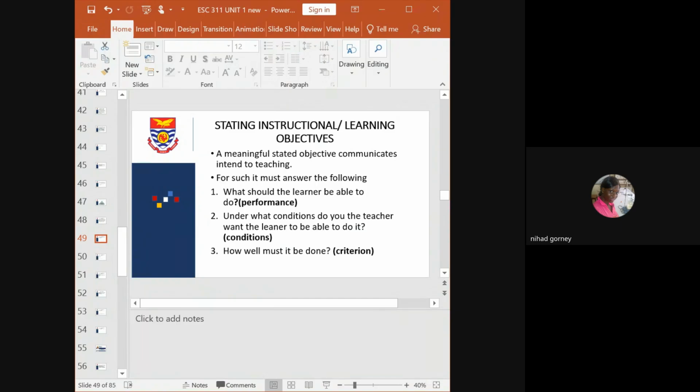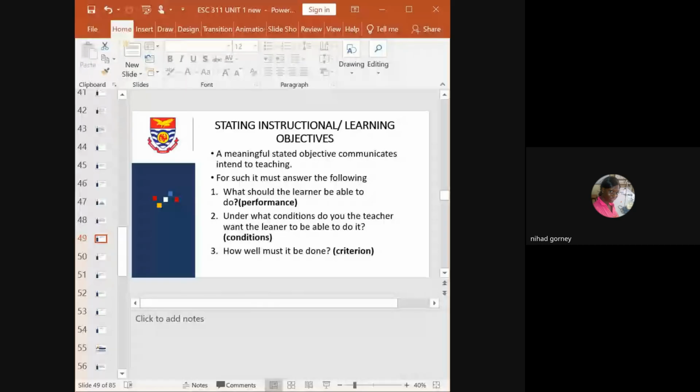A meaningfully stated objective communicates the intent of the teaching. For such, it must answer the following questions. If we are writing a good objective, then it must be able to answer these 3 things. First, what should the learner be able to do? So in terms of performance. Under what condition does the teacher want the learner to be able to do that? And how well must it be done? So keep these things: performance, conditions, and criteria. What should the learner be able to do? You should be able to explain, you should be able to describe. Under what condition does the teacher want the learner to be able to do it? How well must it be done?